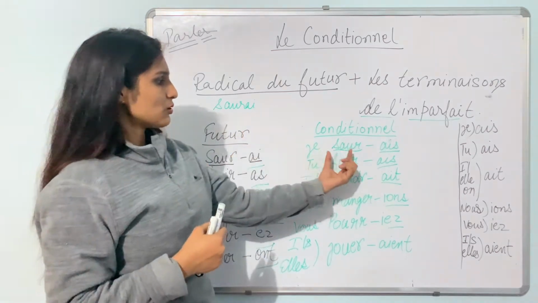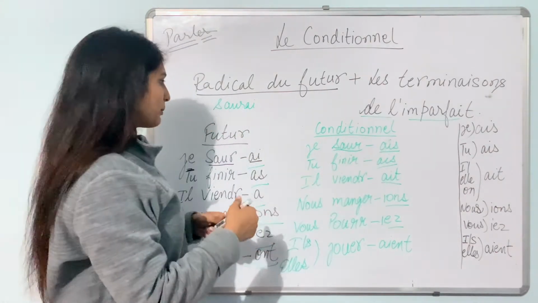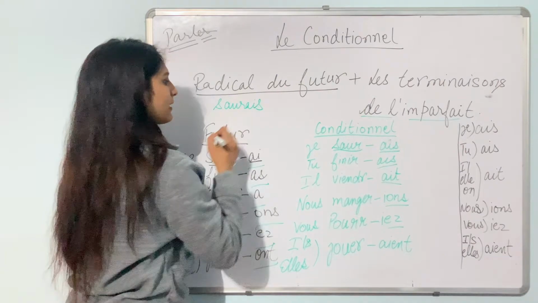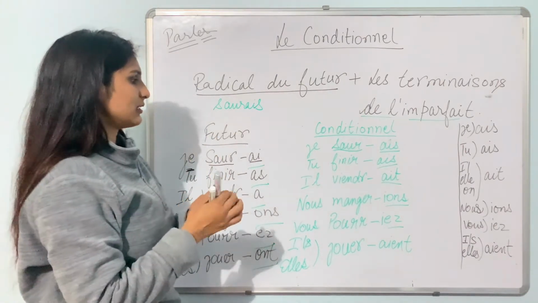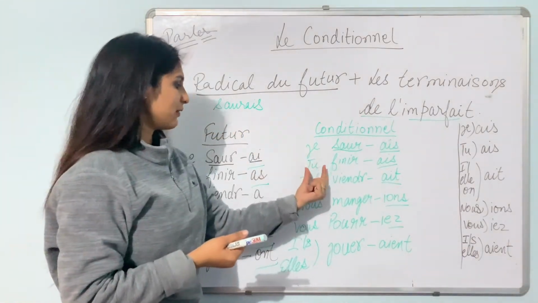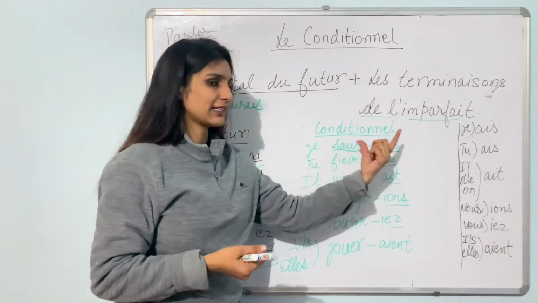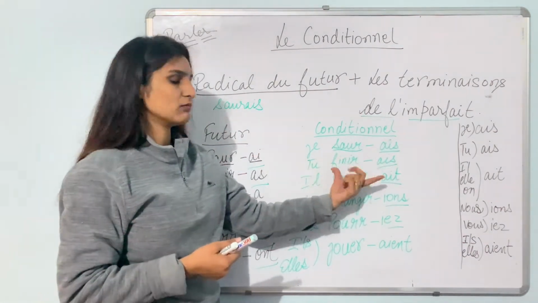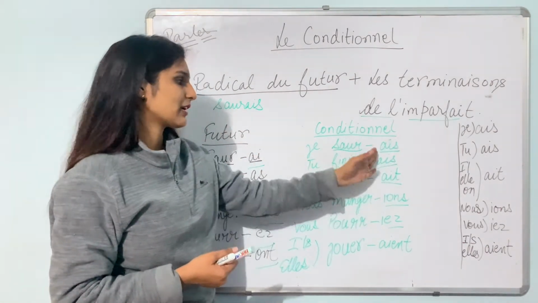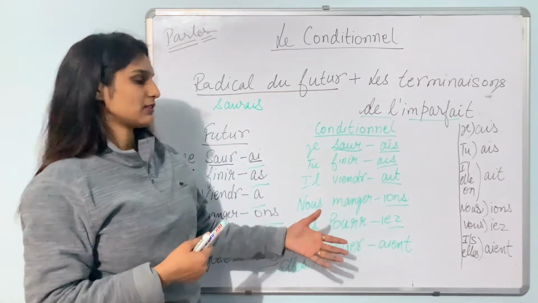Okay, so je saurais. Now this would be written as je saurais. So that is your new conditional tense. Je serai. Then that is your tu finirais. You have to actually pronounce it together. That I have done for your understanding.